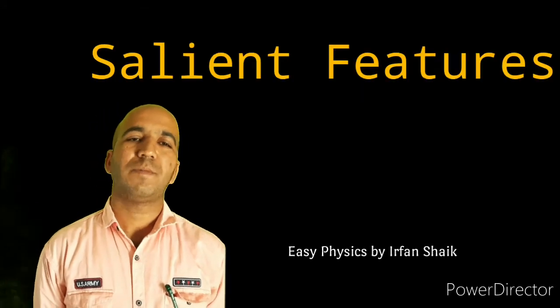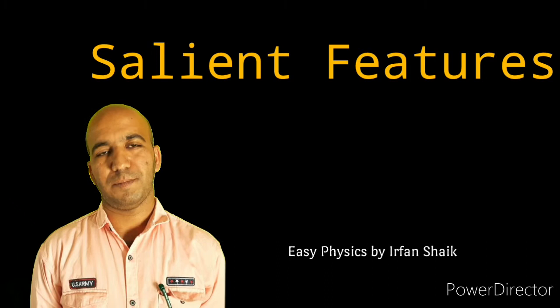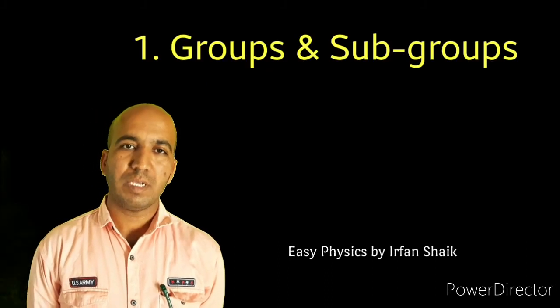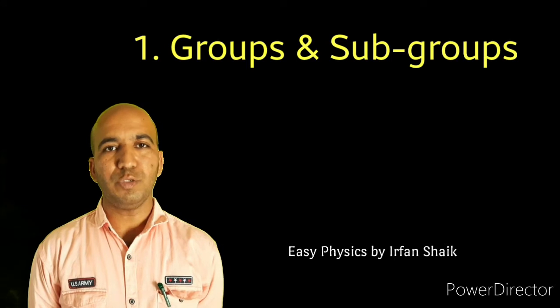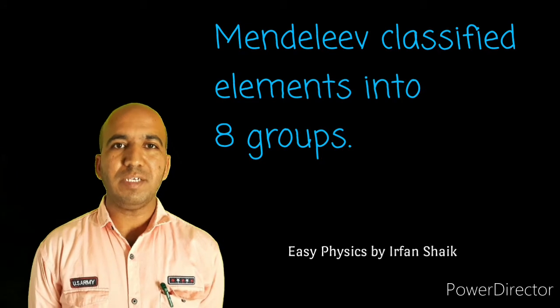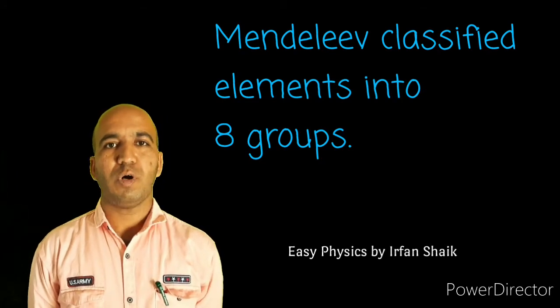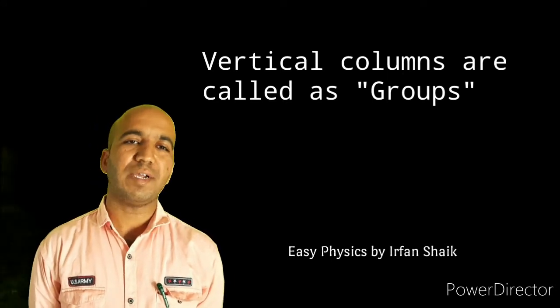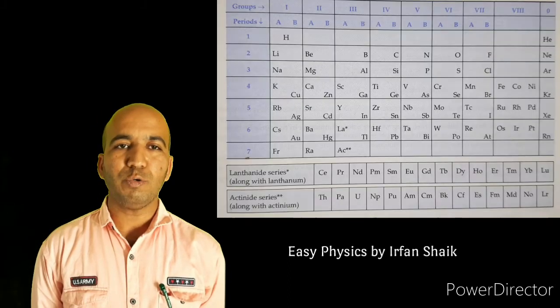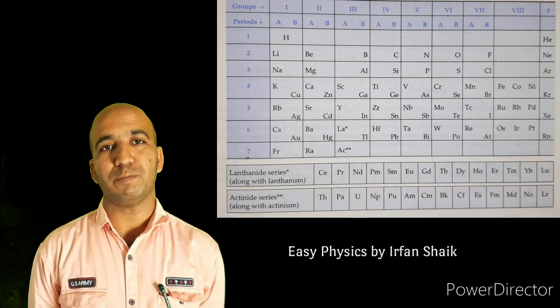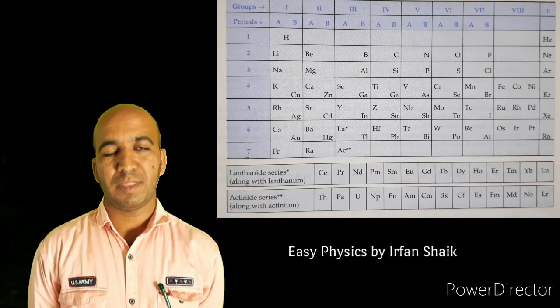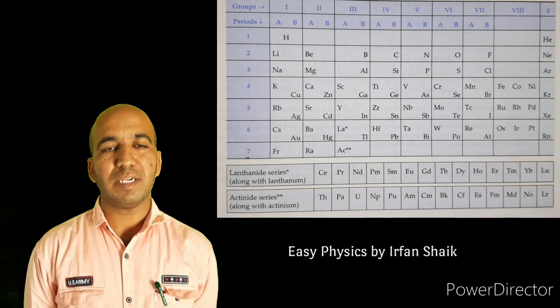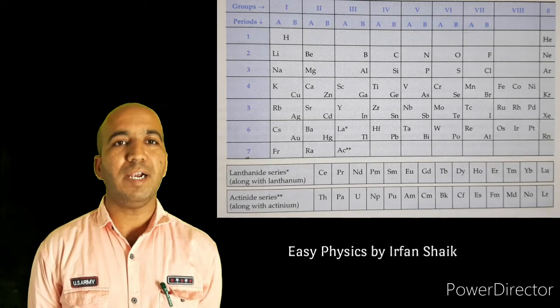So first one, groups and subgroups. According to Mendeleev, he classified all elements into 8 groups. What is a group? A group is a vertical column. So all vertical columns are called groups. So Mendeleev classified elements into 8 groups. Again, each group is classified into 2 subgroups, that is A and B. That means every group has been classified into 2 subgroups A and B.